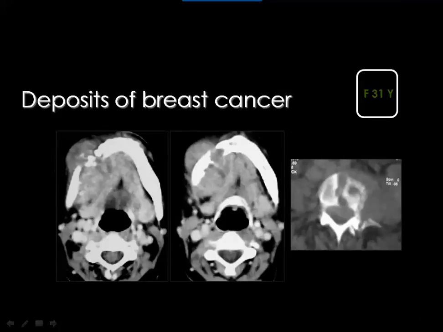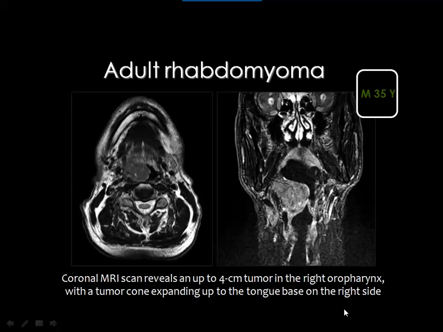And also here is a patient with breast cancer presenting by this mass destroying the mandible with extension outside and inside the borders of the mandible, together with other metastatic disease in the spine, and these are metastatic diseases in the mouth floor.